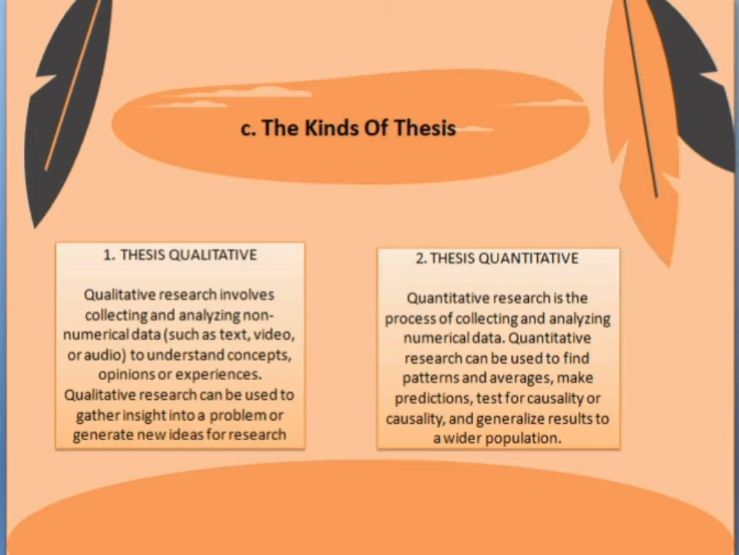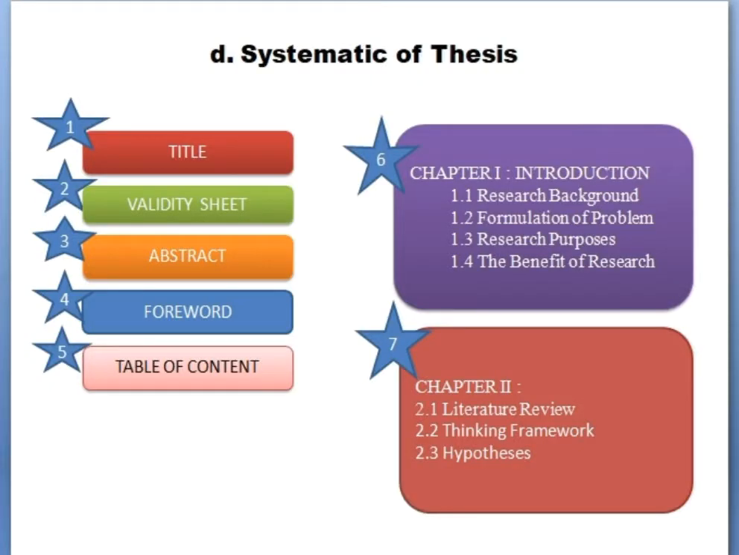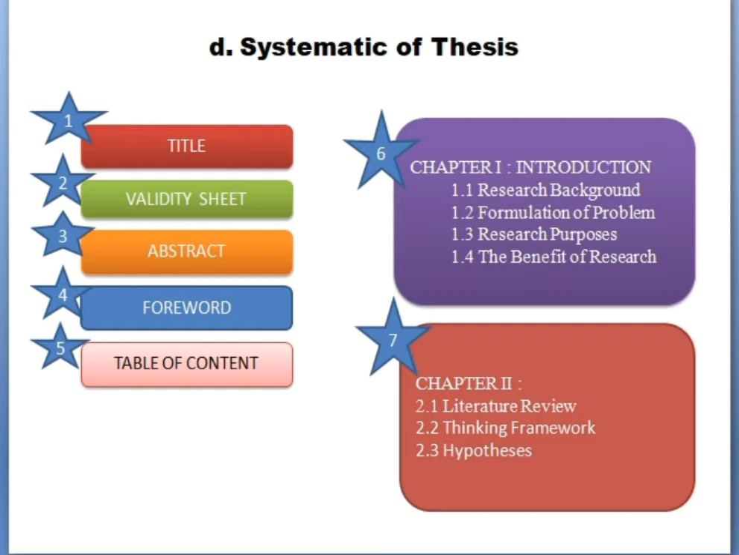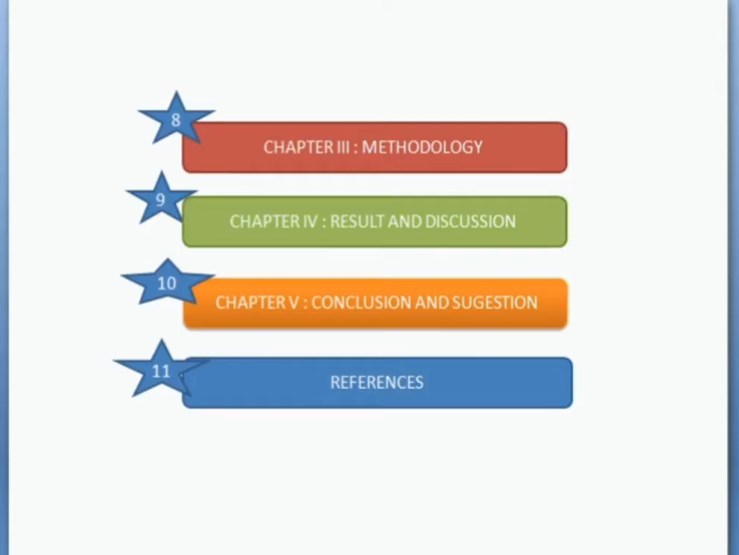A thesis also has a systematic structure. Number 1 is title, number 2 validity sheet, number 3 abstract, number 4 foreword, number 5 table of contents, number 6 chapter 1, number 7 chapter 2, number 8 chapter 3, number 9 chapter 4, number 10 chapter 5. And the last is references.